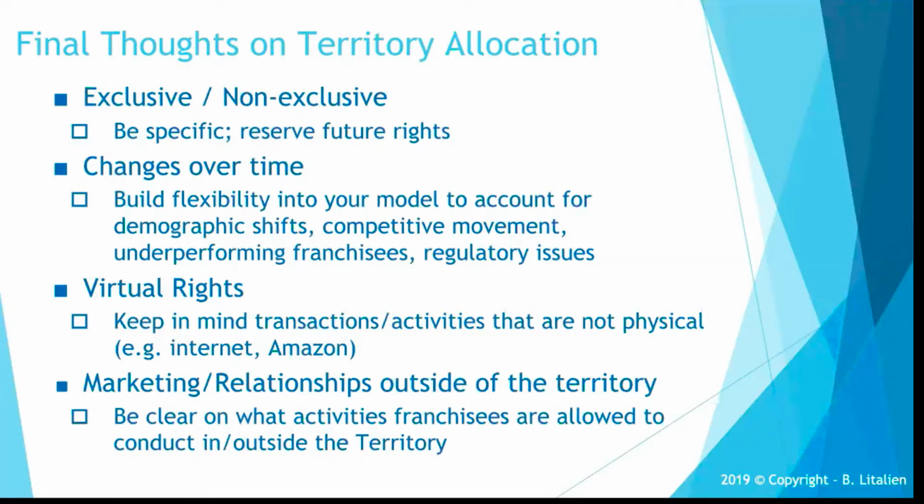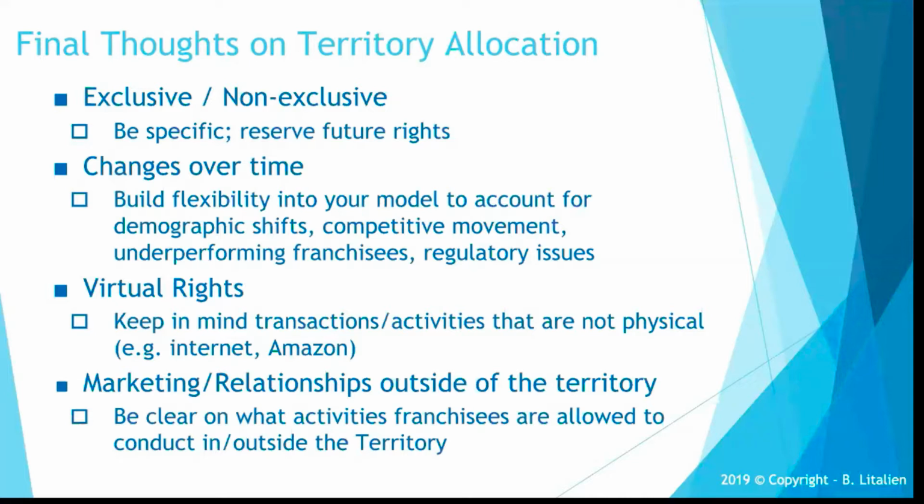Now, things are going to change. Things have been changing rapidly. We're in a period of unparalleled change. In the 30 years I've been in franchising, the last 5 have eclipsed the prior 25 in the velocity and magnitude of change. So what does that mean? It means we need to build flexibility into our models in every aspect. And territory allocation should probably be at the top of the list.